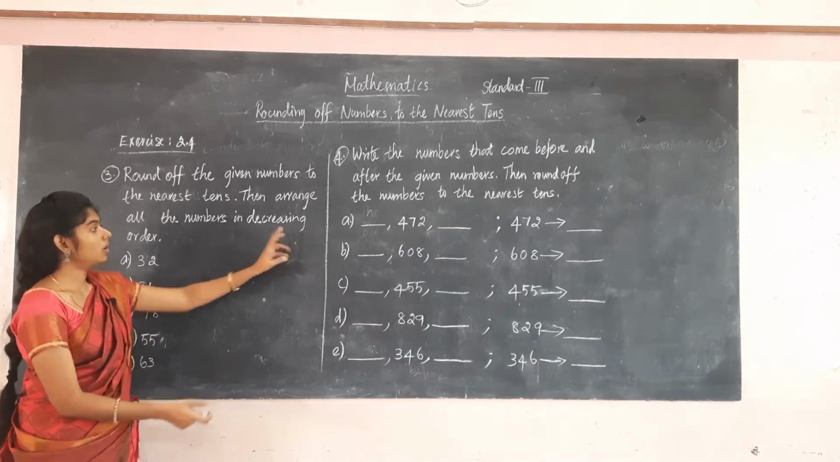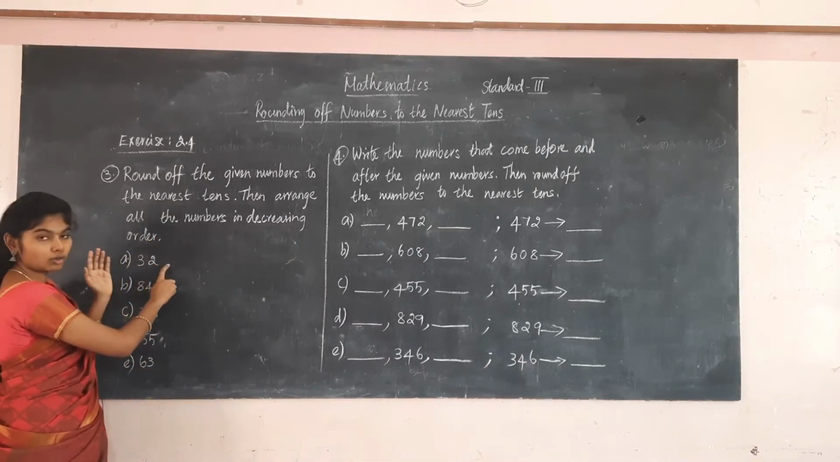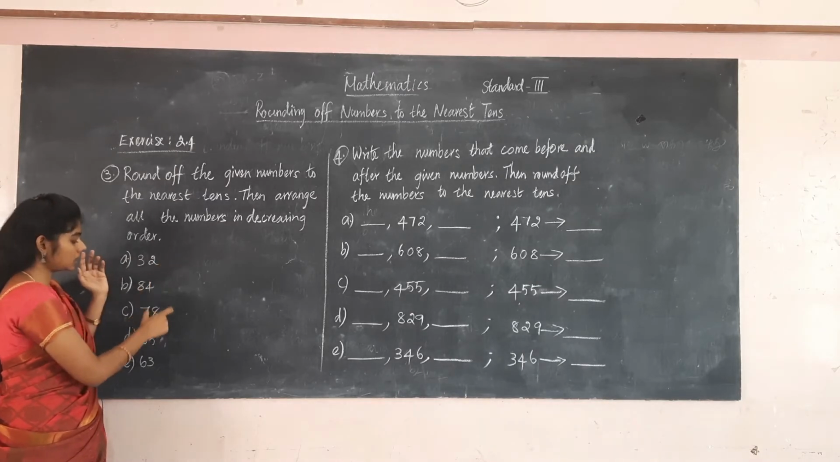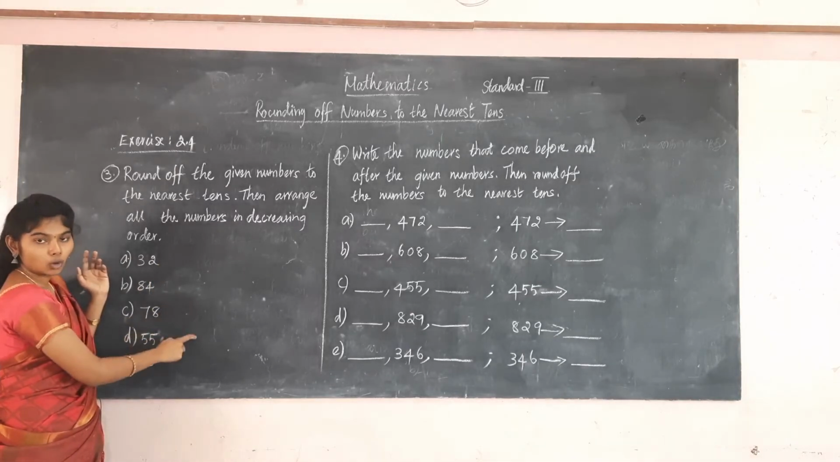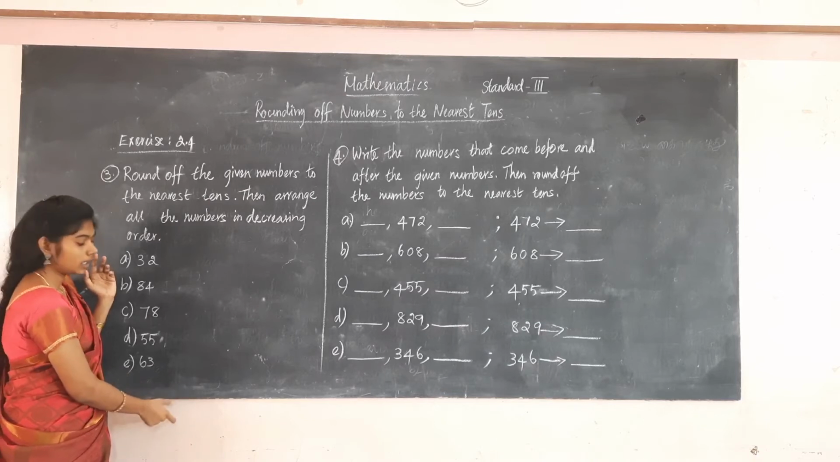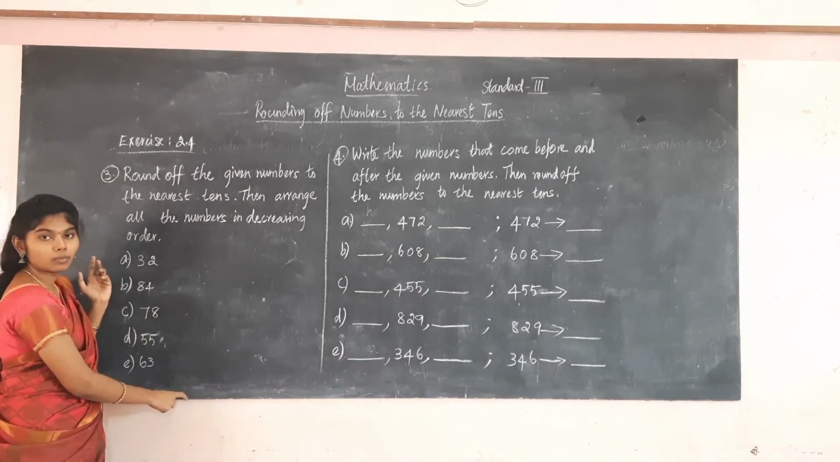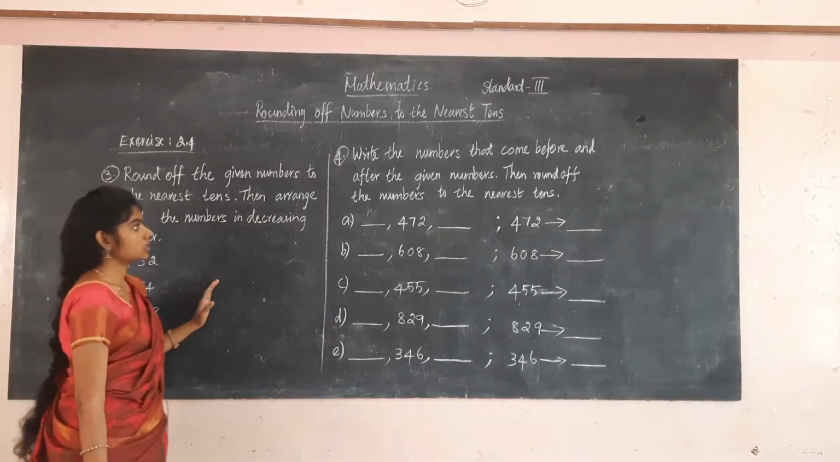Descending order is also called decreasing order, which is from the largest number to the smallest number. So you are going to round off each number, and after rounding off, you are going to arrange all the numbers in descending order. Do this as an assignment sum.